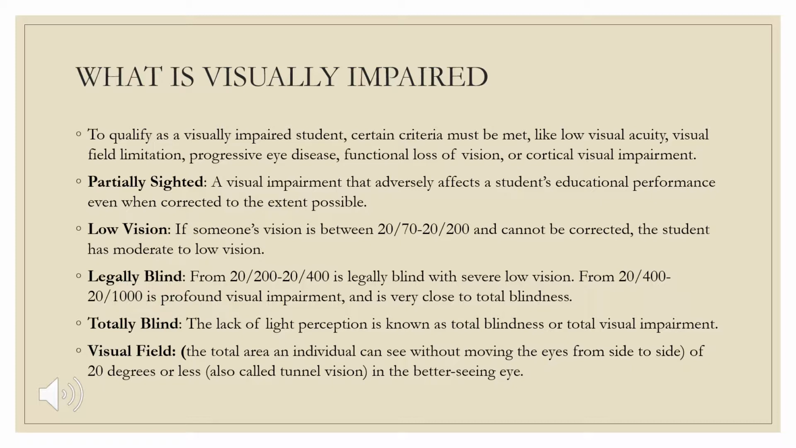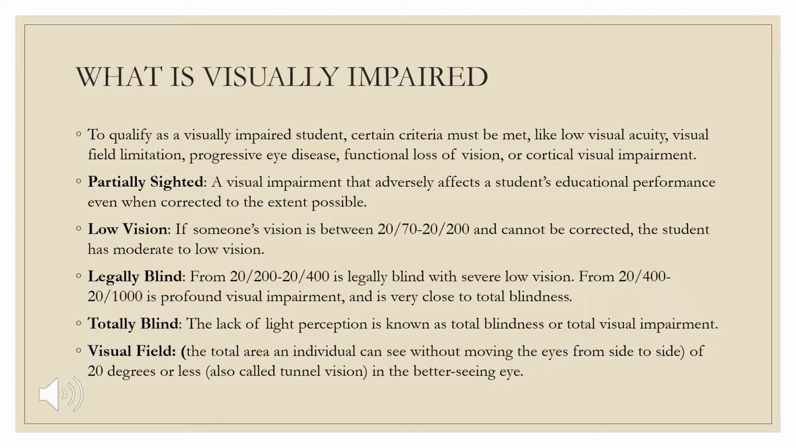Low vision is the term used to describe significant visual impairment that can't be fully corrected with glasses, contact lenses, medications, or eye surgery. Legally blind is considered 20/200 to 20/400, with a severe low vision impairment. 20/400 to 20/1000 is a profound visual impairment and is very close to total blindness. Total blindness is the lack of light perception and is a total visual impairment.